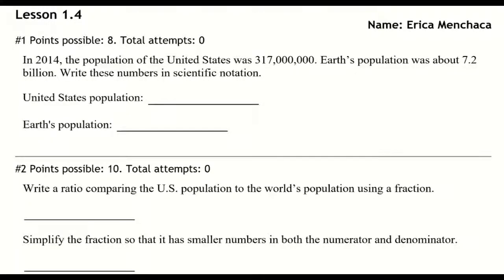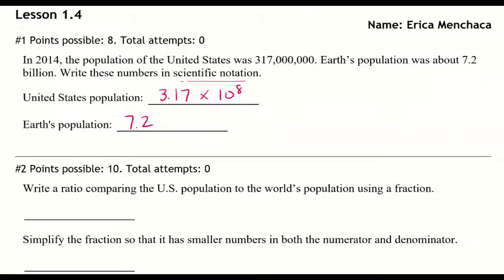So in lesson 1.4, we're pulling together all the ideas that we've talked about for the past 3 lessons. We're going to use scientific notation to write these large numbers. So I can get 3.17 times 10 to the 8th power for the United States population.